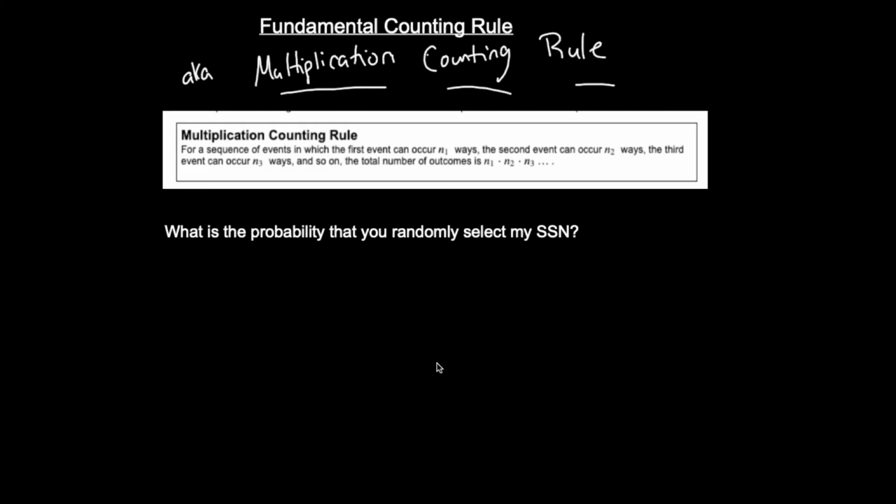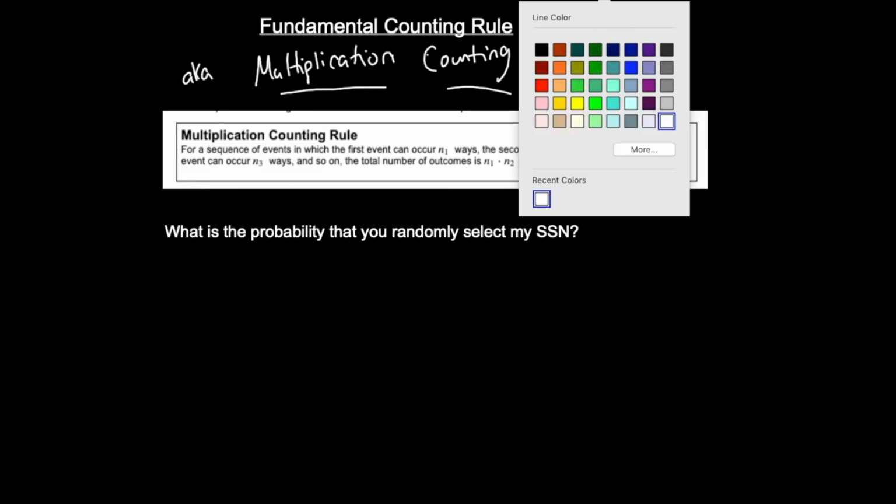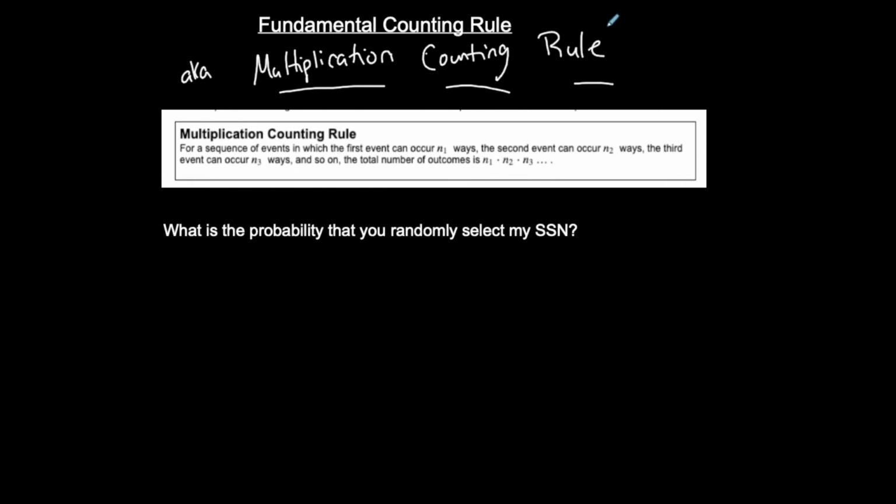So you're randomly generating 9 digits to represent a social security number. Each digit can be repeated. Repetition is allowed. That matters. What is the probability of getting my social security number? So, before you can deal with that, you have to deal with how many total possible there are, because only one of them is mine. How many total possible social security numbers are there?